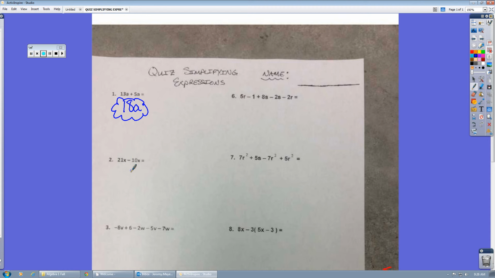X's, we can call them hamburgers. I'm not sure of a food that really starts with X, but let's call them hamburgers. 21 hamburgers, but then I take away 10 hamburgers, that would be 11 hamburgers. Alrighty.